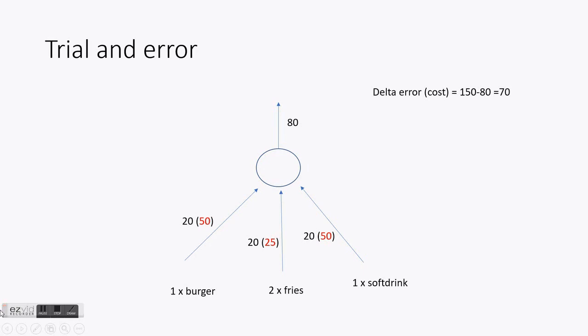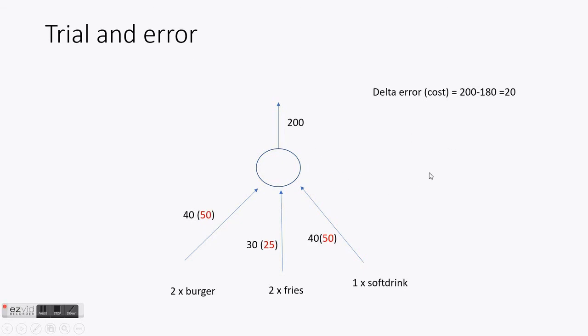Whereas the actual price, the values in red, is 50, 25, and 50. It is actually 150 rupees. So the shopkeeper tells us we need to pay 150, whereas our estimated price is 80. So essentially we get a delta error of 70 rupees, and this error is also referred to as the cost, how well we actually did in our estimation.